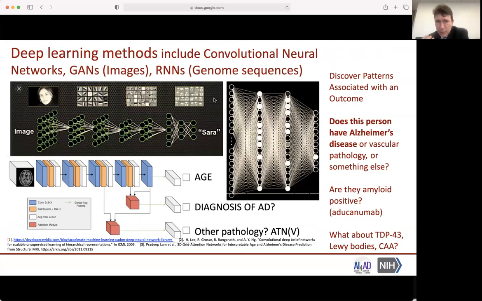So common deep learning methods include a variety of neural networks. Convolutional neural networks are very appropriate for analyzing medical images. Also generative adversarial networks, I'll tell you a little bit about, also for working with images. And also for working with genome sequences, recurrent neural networks, RNNs and their variants have become very popular. All of these methods are used to discover patterns that are associated with a certain outcome or a certain decision.